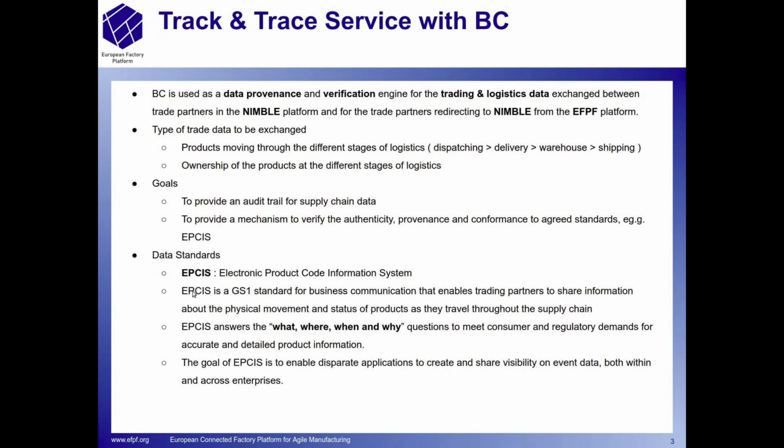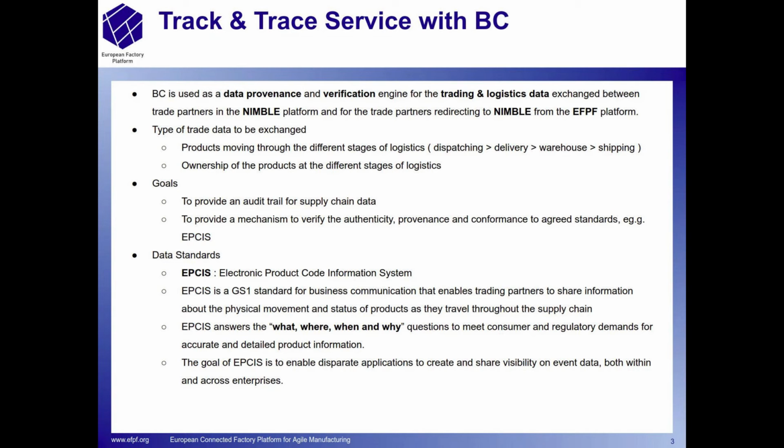So in track and trace with the blockchain, we basically use blockchain as a data provenance and verification engine for trading and logistic data exchange between trade partners in Nimble platform, and for the trade partners redirecting to Nimble from EFPF platform. This is a feature which was developed for the base platform Nimble. What we are mainly focusing on is the logistic process after a supplier dispatches an order.